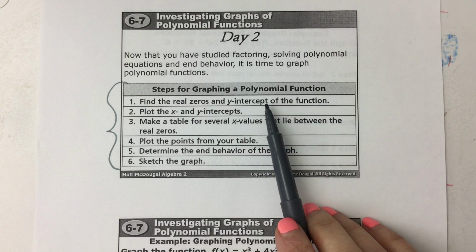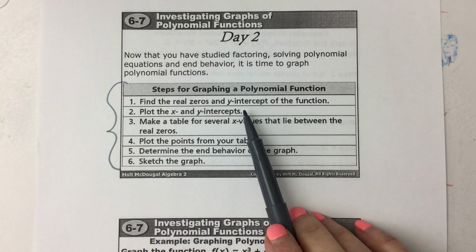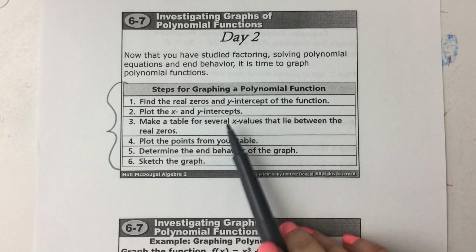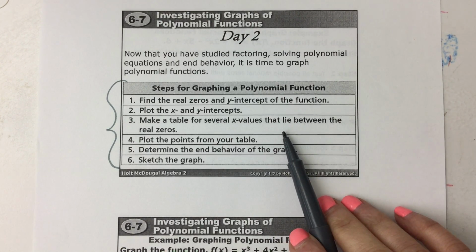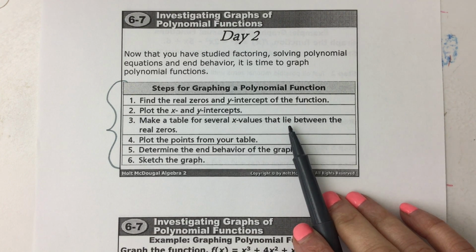Then we find the y-intercept. The y-intercept occurs where x equals 0. Then we will plot all those points on the coordinate plane. Then we will make a table. So you're going to actually make an XY table so we can see what's happening in between all of those points. So back to 7th grade math where you do XY tables, that's the next step.